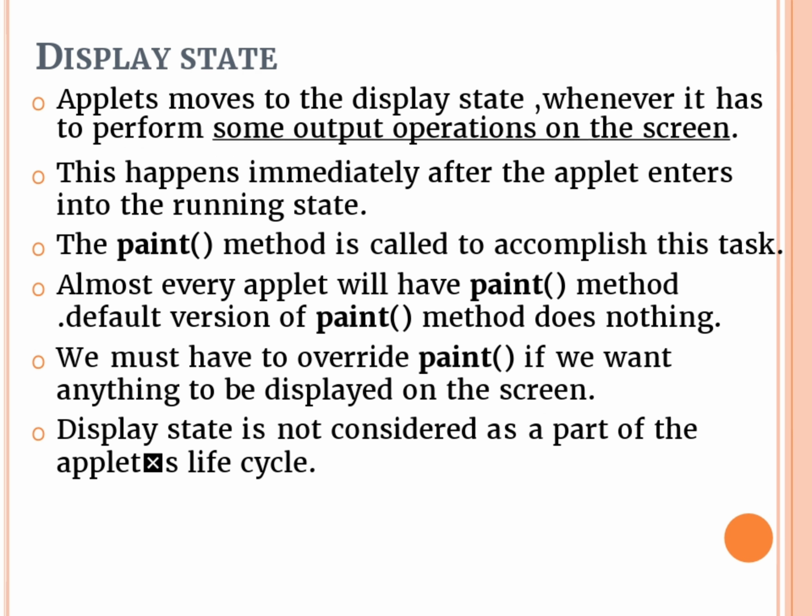The next state and most important state is display state. Applets move to the display state whenever they have to perform any display operations in the web page. This happens immediately after the applet enters into the running state. The paint method belongs to the graphics class in Java. It is used to draw shapes like circle, square, rectangle or trapezium, etc. in the applet.